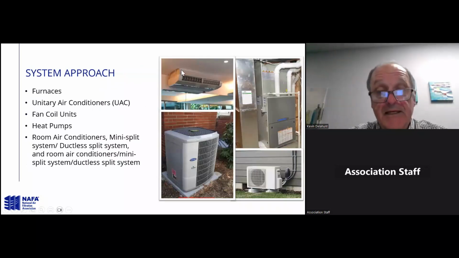So if you read the residential guideline, it will be broken up into a system approach, and I'm not going to get too in-depth on the equipment because, again, this is not my area of expertise, but we looked at what the majority of systems found in residential properties are. We broke it down to furnaces, unitary air conditioners, fan coil units, heat pumps, and room air conditioners, mini splits, that type of thing.